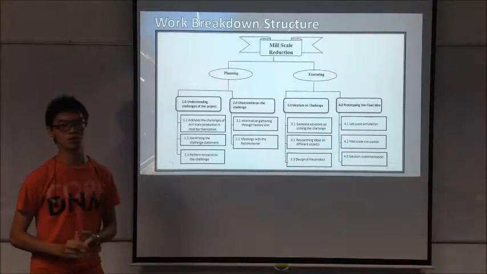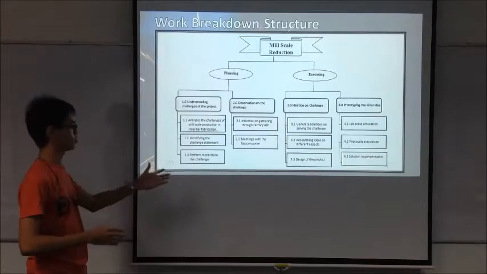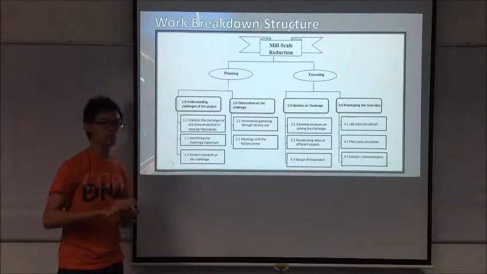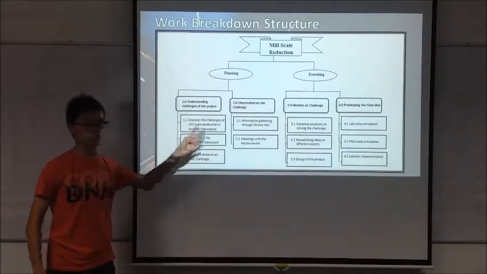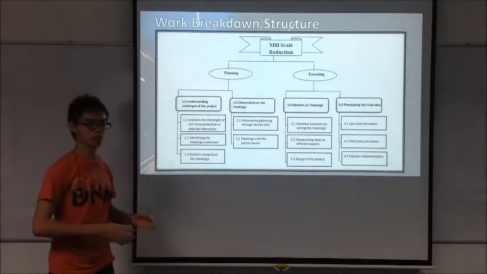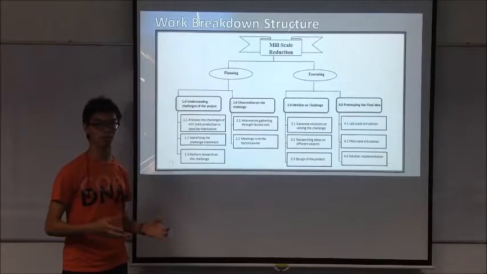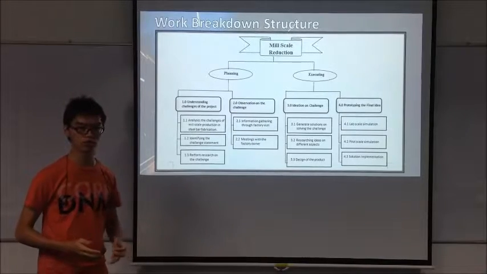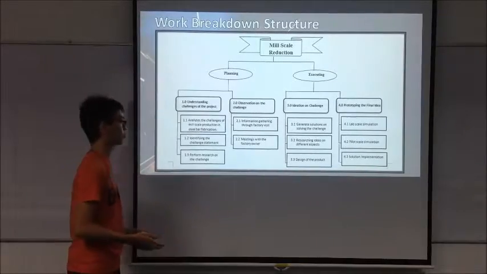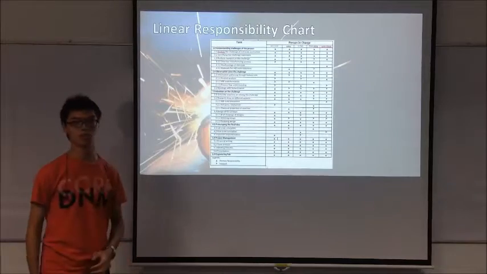Next up is the work breakdown structure. It can be split into 2 phases. They are planning and executing, and be further divided into 4 deliverables. They are understanding, observation, ideation, and prototyping. Among these 4 deliverables, there are several tasks that we have to accomplish. And these tasks are divided among all of us to share the workload together. Each of us has our own tasks to contribute and dedicate to the project. Now, these tasks are explained in detail in the linear responsibility chart.